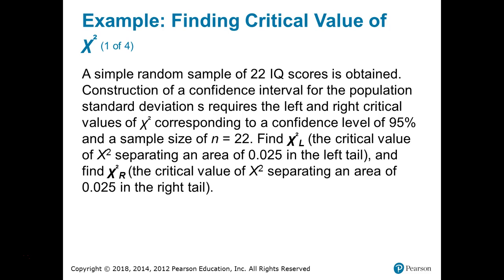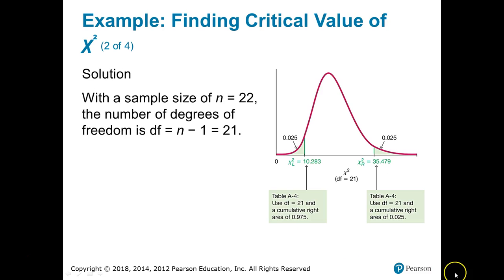We have to find two critical values, chi L and chi R. So now we have to find chi L squared, the critical value of chi squared separating an area of 0.025 in the left tail, and chi R squared, the critical value of chi squared separating an area of 0.025 in the right tail. Again, these values are very different, so we need to do it twice. With a sample size of n equals 22, the degrees of freedom is that value minus 1, so degrees of freedom is 21.